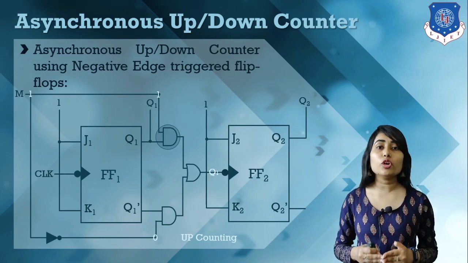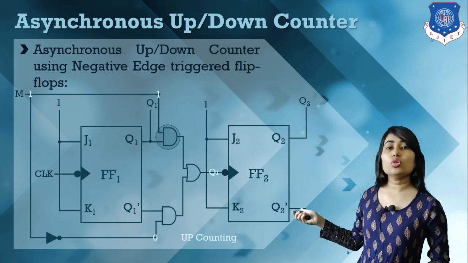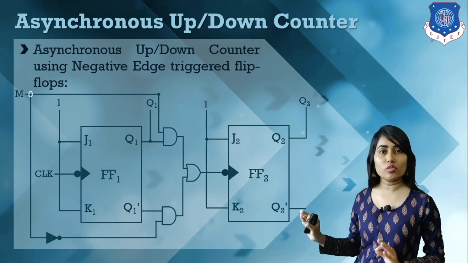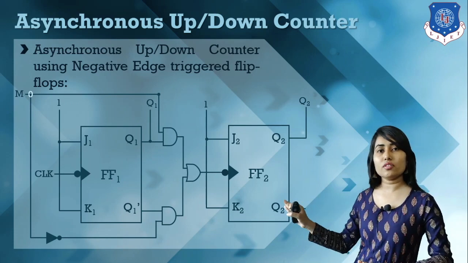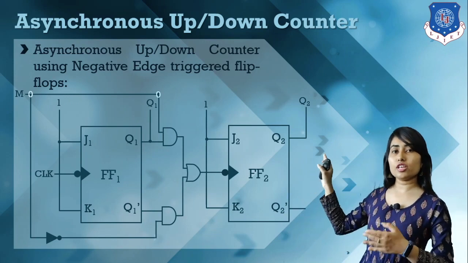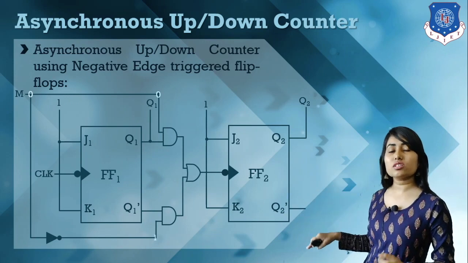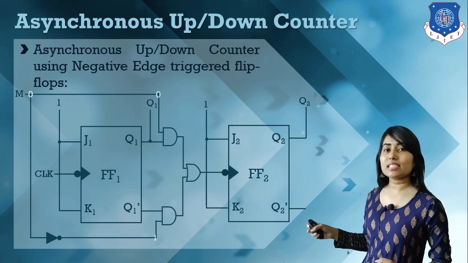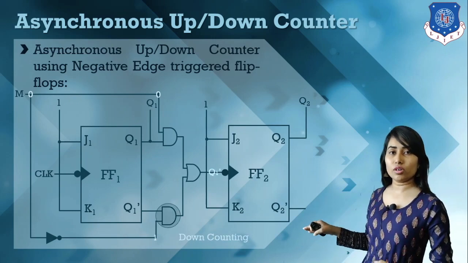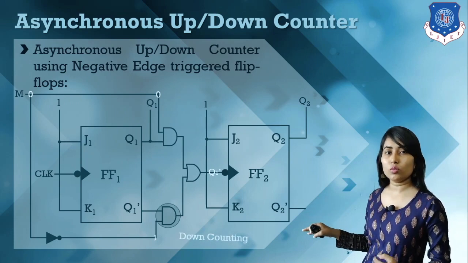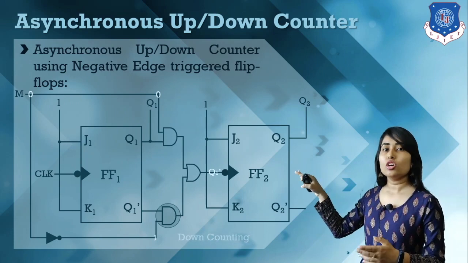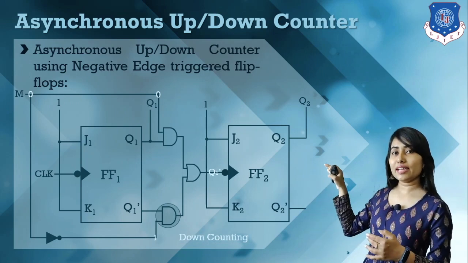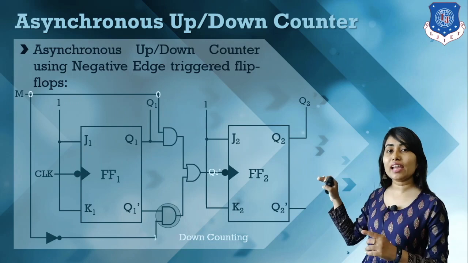Now whenever we want to count in the downward direction, here we have a 0. So it is forwarded, and here we have a 0, and after inversion we have a 1. So basically this second AND gate will work. Here we have 0 into Q1, so basically 0, and here we have 1 into Q1 dash. So the second flip-flop's clock is Q1 dash.